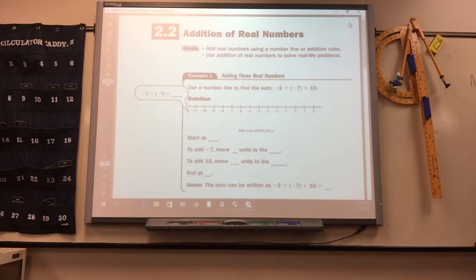Add rules, one of two things happens. Signs are the same, which means they're both positive or both negative. Obviously, if you got 6 plus 3, it's just 9. Negative 6 plus negative 3 is negative 9. If the signs are the same, you add them and then keep the sign.